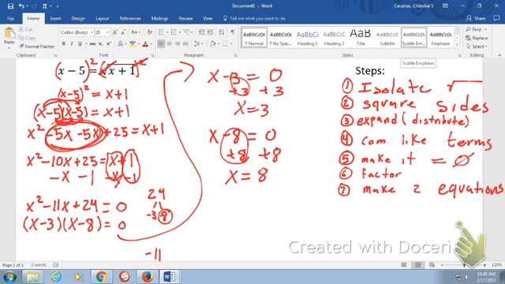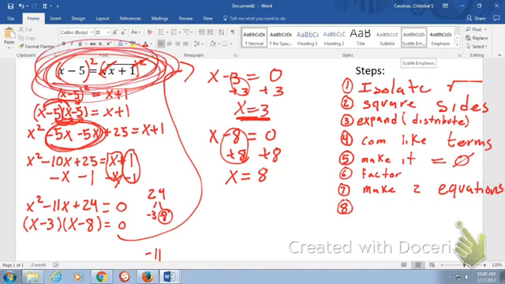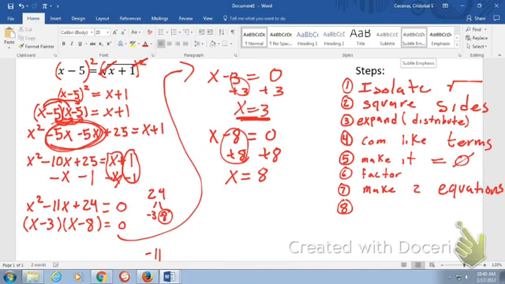Step number 8. After we make the two equations, we need to check the answer. So we need to check this answer and this answer. Okay? So in here, what I'm going to do is basically check if it works. The way we do that is we plug back. I'm going to check positive 3, and I'm going to plug it back into the original equation. Once you plug it back into the original equation, then we need to make sure that it works.